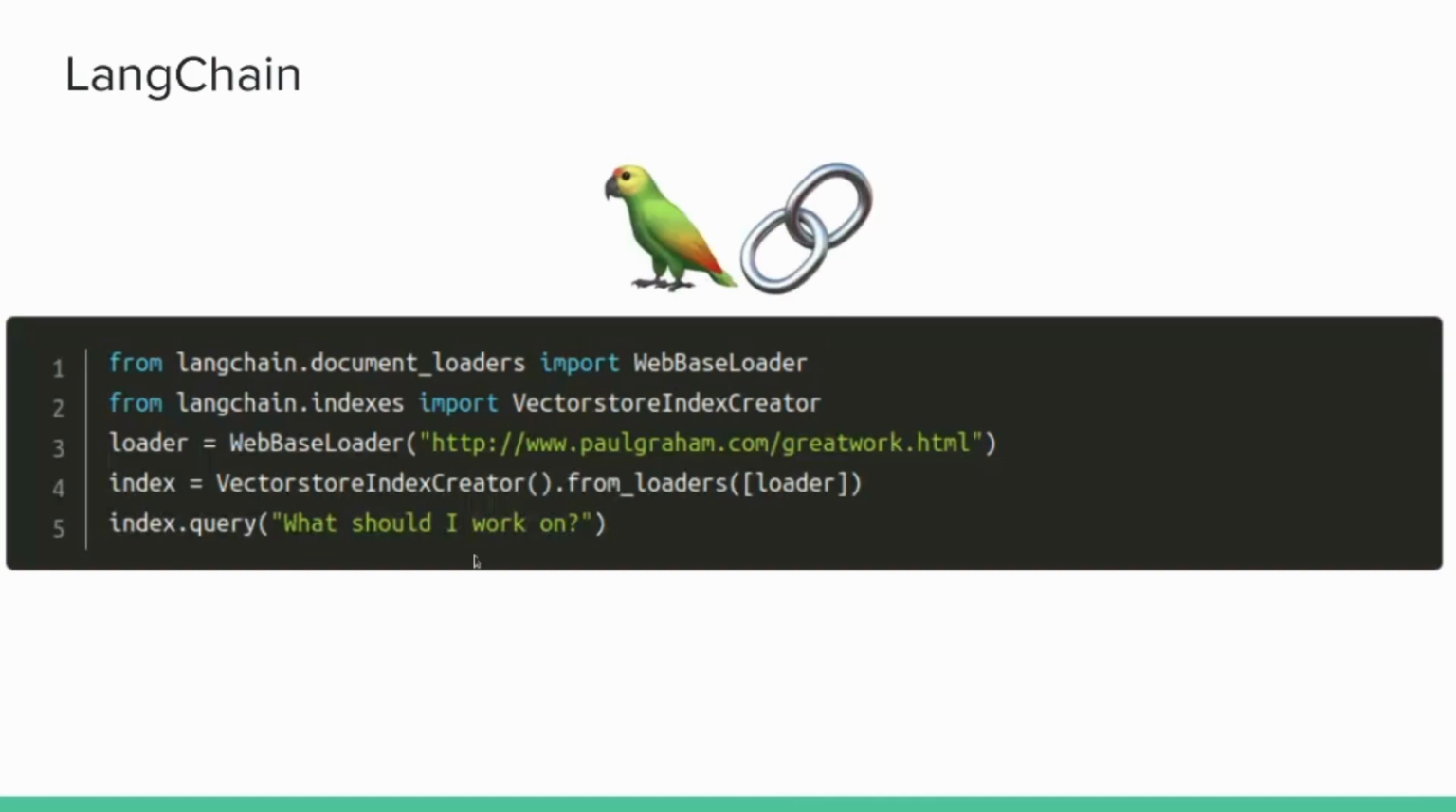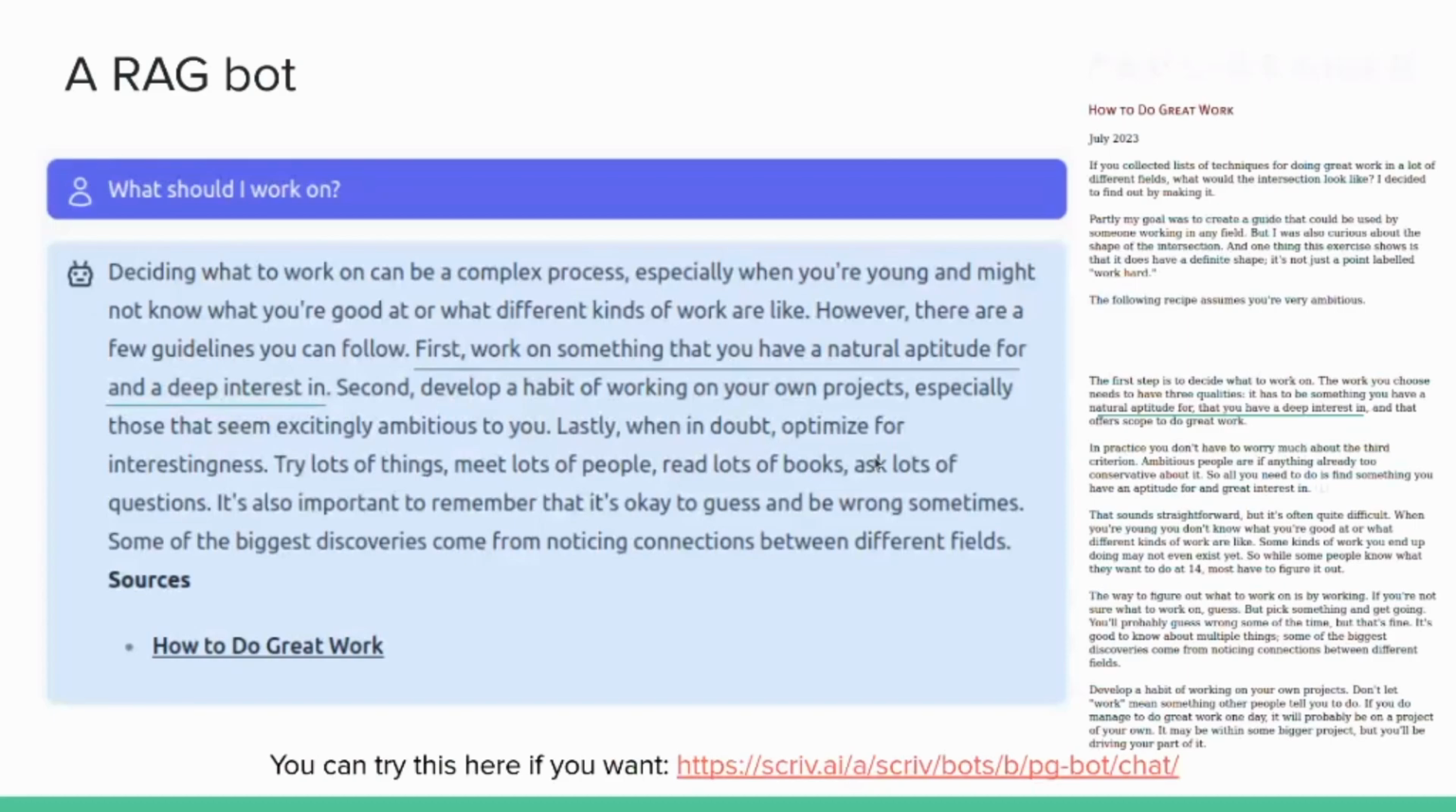In this example, this will create a chatbot specific to Paul Graham's essay, How to Do Great Work. When you ask it a question, which you can see in the UI here on the left, instead of providing a generic answer that ChatGPT might provide, it will provide answers that are very specific to the essay that you've given it. In this underlined example, it says, work on something you have a natural aptitude for and deep interests in, which it has pulled from this part of the essay here on the right.